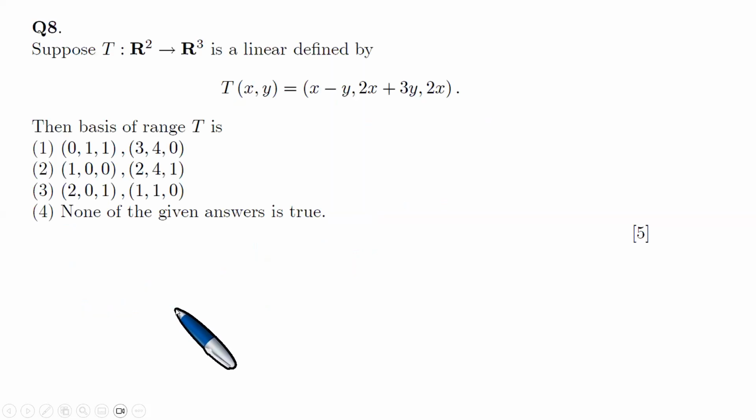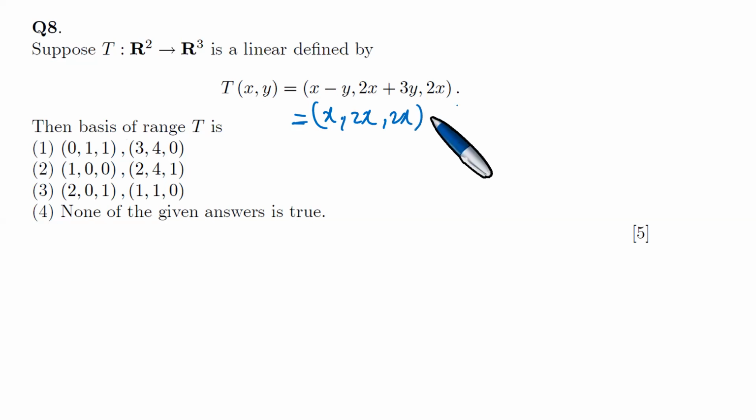All right. Now we're looking at the range basis. It's a simple thing. This particular map is a linear map defined like this. What is the basis for the range? All right, so the range, you break it down. How do you break it down? You break it down to the x's and so on. So you'd have x, 2x, 2x. And then now you have minus y, 3y, and then there's no y.